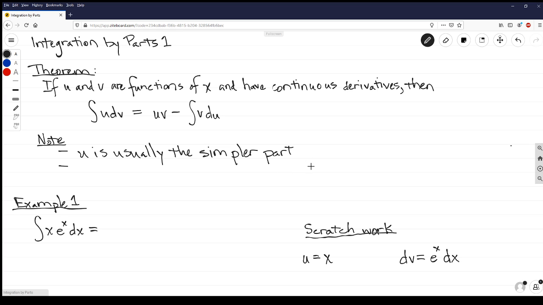I'll also put in under note, doesn't apply to this problem, but it will show up later on, that you might want to consider that dv should be the part that is easier to integrate.